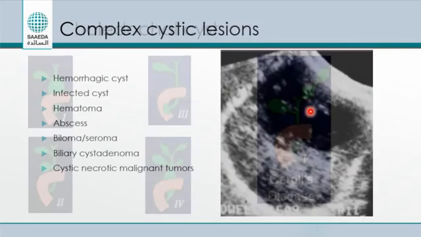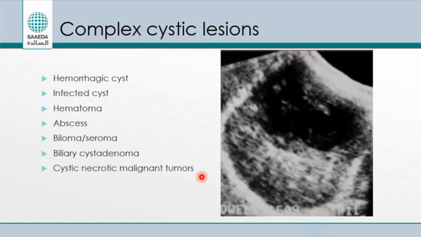Complex cystic lesions, there are a lot of types like hemorrhagic cysts, infected cysts, hematoma, abscess, bilioma, seroma, cystic necrotic malignant lesions. It's not easy to differentiate. Ultrasound is bad in differentiating different kinds. For example, this was just a hematoma.